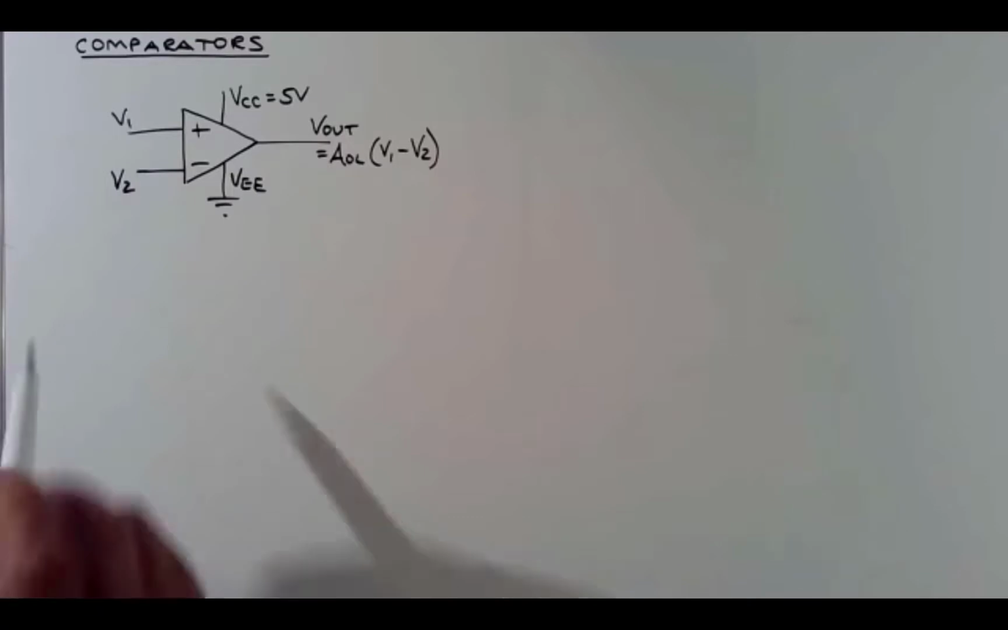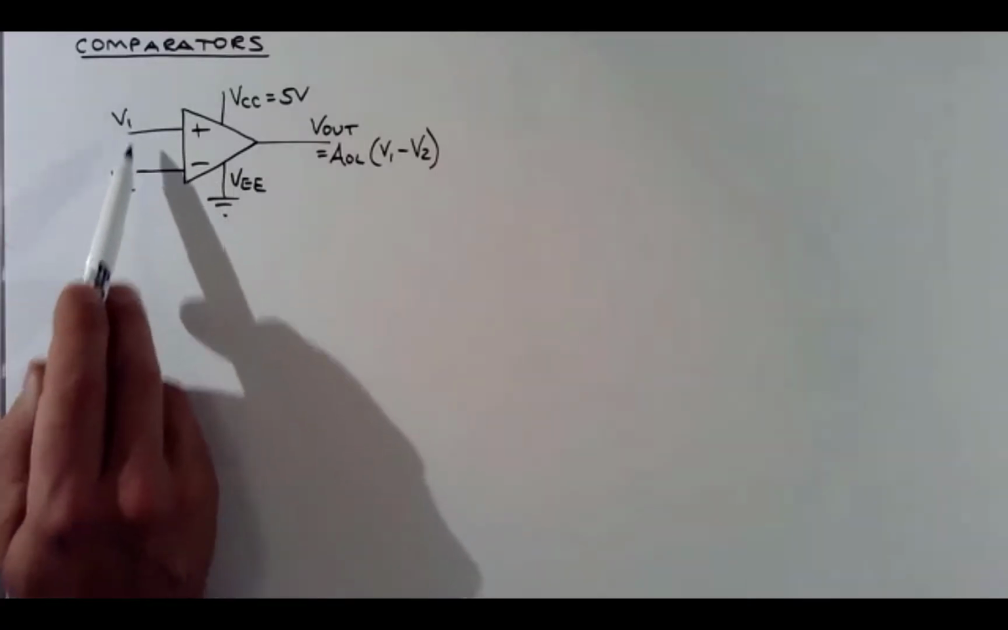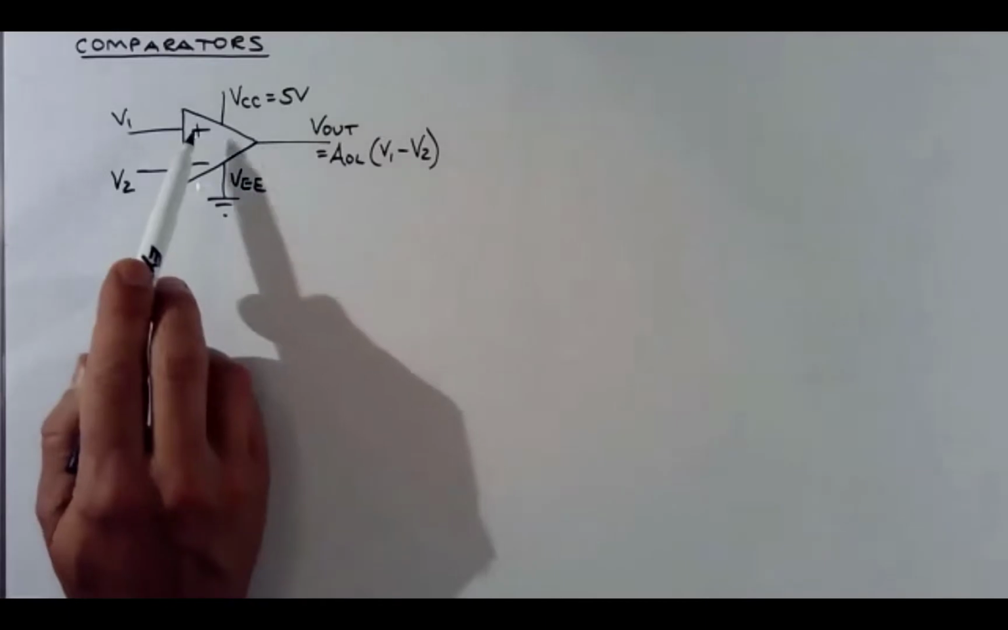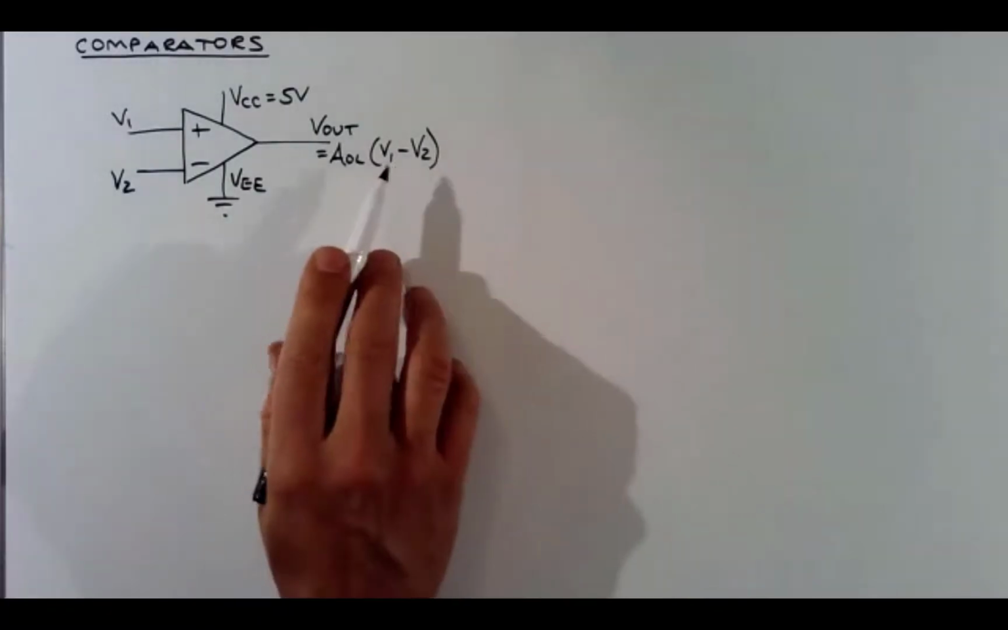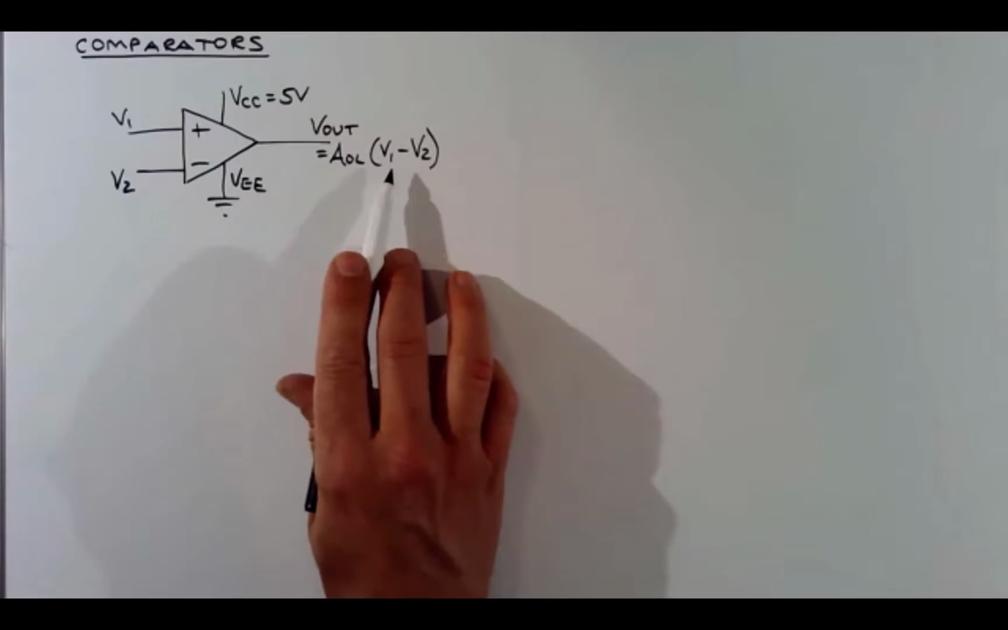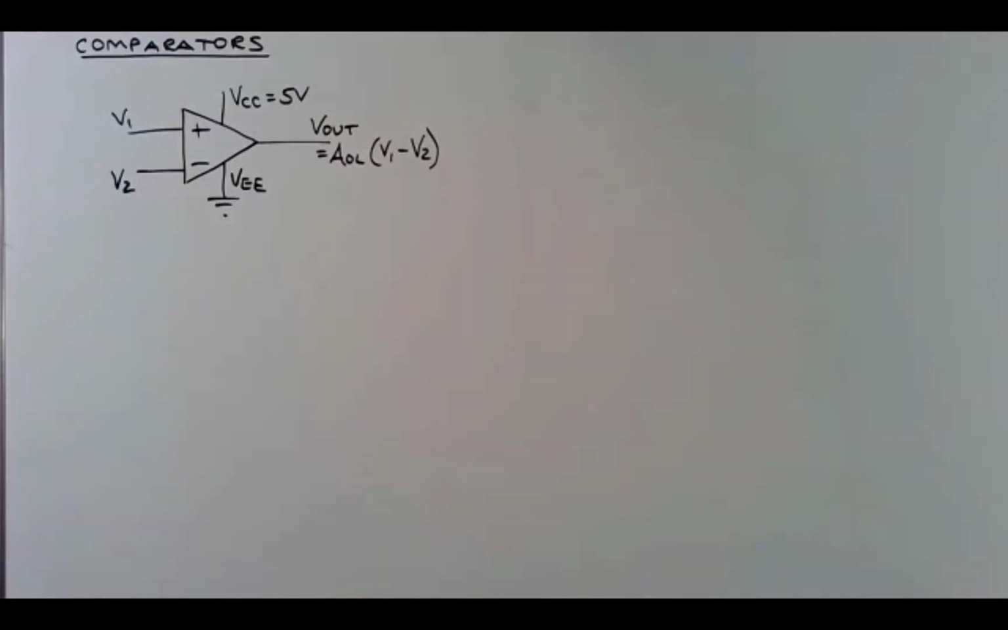And I have the two inputs labeled like we labeled them last time, V1 and V2, for the non-inverting and the inverting inputs respectively. And then the output is shown here. I have the output of the op-amp drawn in, as we defined an op-amp to be a high gain differential amplifier, right? High gain. AOL is some big value. The differential voltage VID is V1 minus V2.